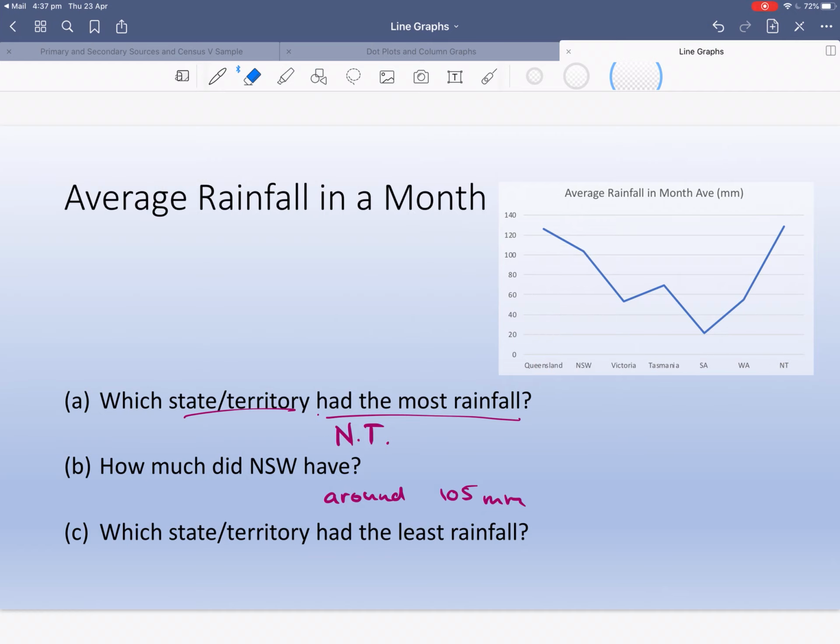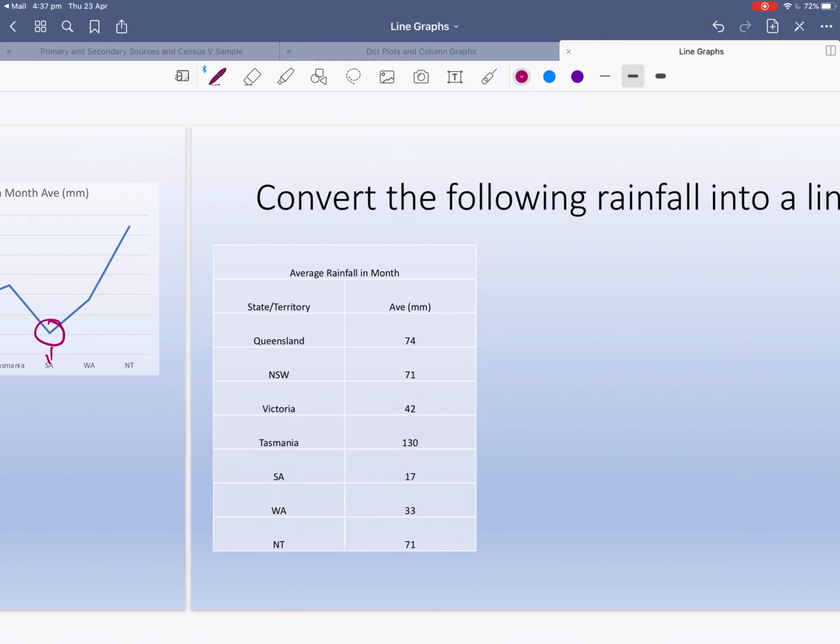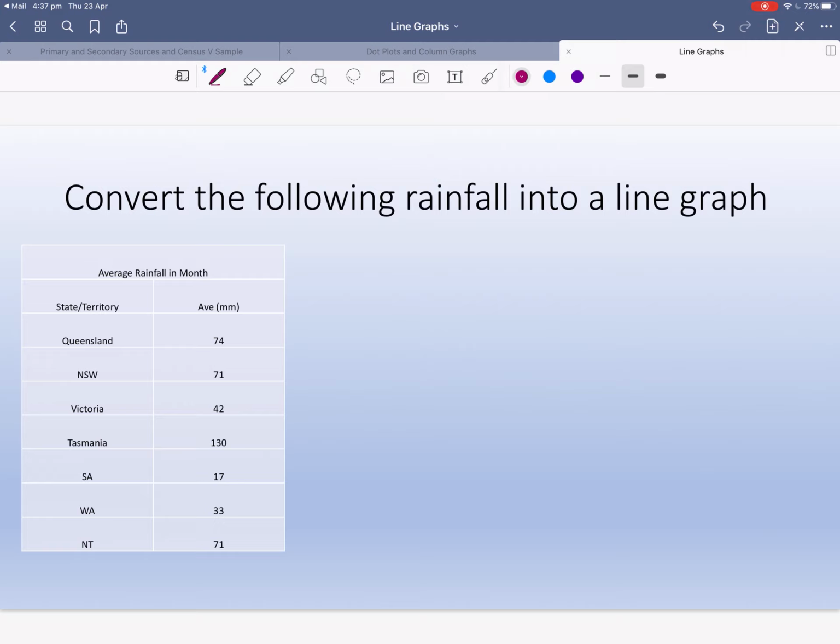Okay, in this month, which state or territory had the least rainfall? This one's pretty obvious. It looks like it's here, and it looks like it belongs to South Australia. So I'm going to go South Australia. So all we're doing here is looking at graphs and finding information with that. Now, this is what we do all the time in newspapers. There's always graphs and things like that, and we need to know how to interpret them. Okay. All right, convert the following into a line graph.